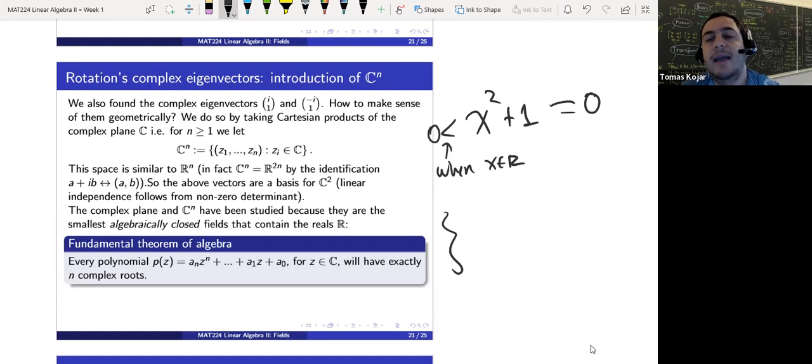But if you allow x to be complex, so z squared plus 1, and you set this to 0, well, can someone guess what the roots of z squared plus 1 are? Can someone tell me in the chat? What are the roots? Plus minus i, perfect.